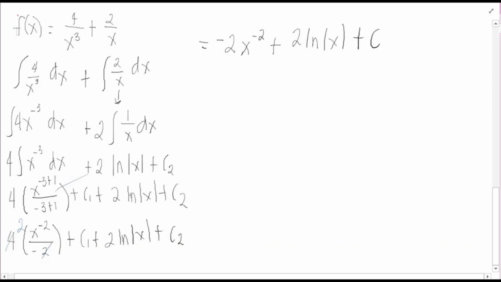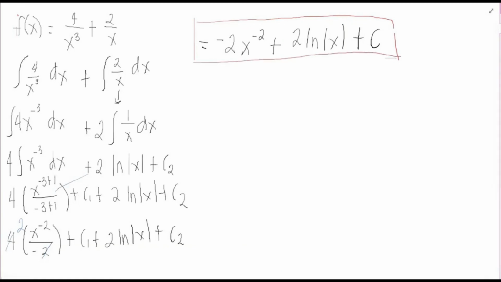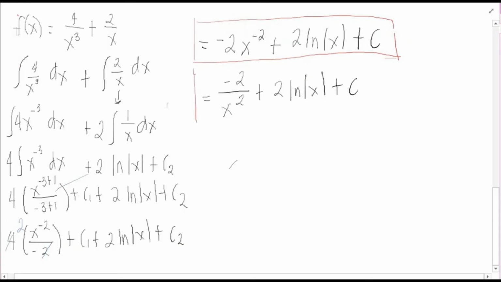Okay? Remember, c of 1 plus c of 2 is equal to c, is equal to constant pa rin. So, we can have this as our final answer. Ito. We can have this as our final answer. However, pwede naman siyang i-rewrite into another form. So, this will be equal to negative 2. Ibaba mo lang yung may negative na exponent. And then, gawin mong positive yung exponent niya. So, that will be negative 2 over x squared plus 2 ln of x plus c. So, we can have two answers for this example. Okay.